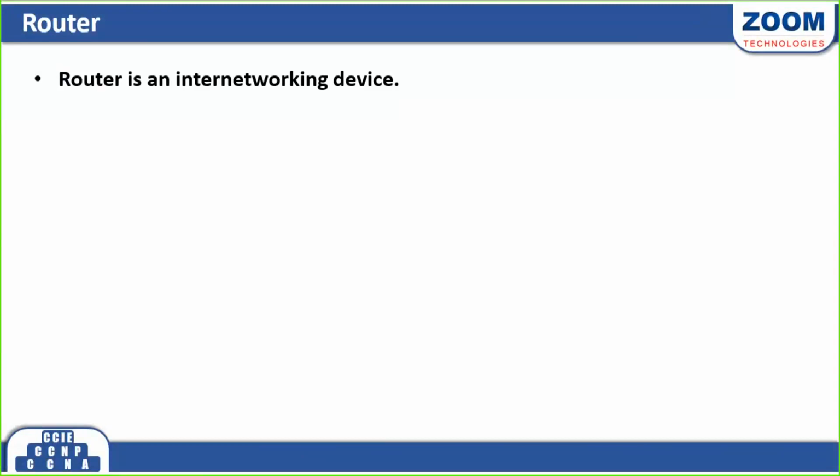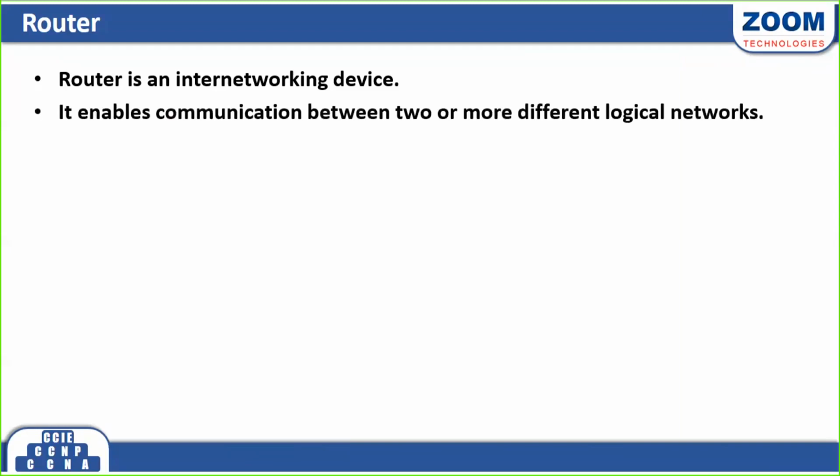Remember, the first day I gave 4 points about what is network, networking, internetworking. So router is an internetworking device, meaning enabling communication between two or more different networks is called internetworking. In the OSI reference model, routers operate in which layer? Layer 3. So router is a layer 3 device. It enables communication between two or more different logical networks. It's a network layer device, which we call a layer 3 device.